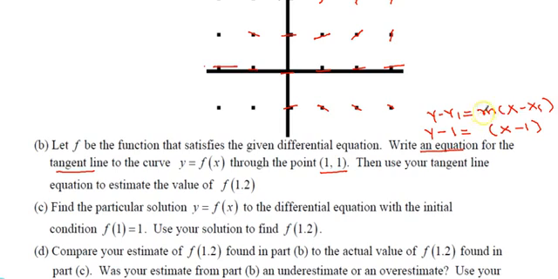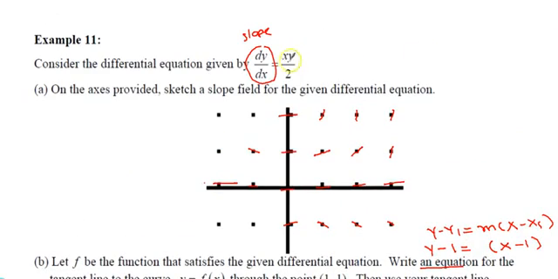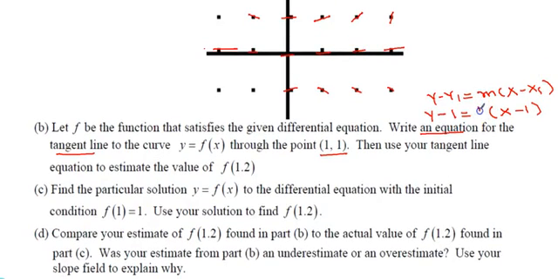Sometimes students get confused. How do I find the slope? Well, don't forget the slope equation is already given to you, which was dy/dx equals x times y over 2. So in this case, slope will be 1 times 1 divided by 2. So slope is 1/2. So this is your equation for B, the equation of the tangent line.